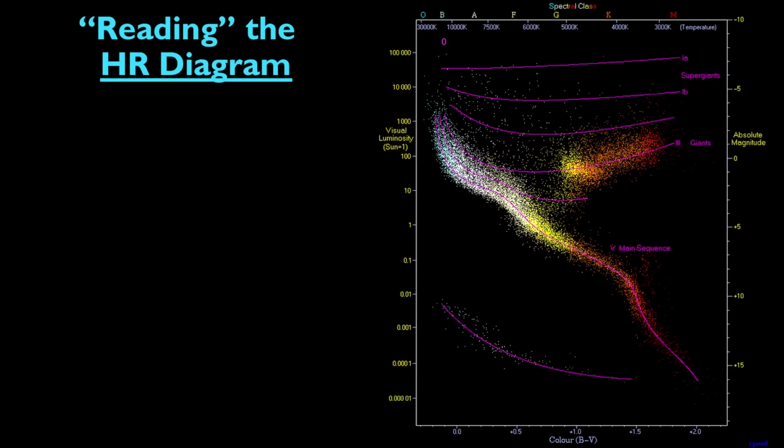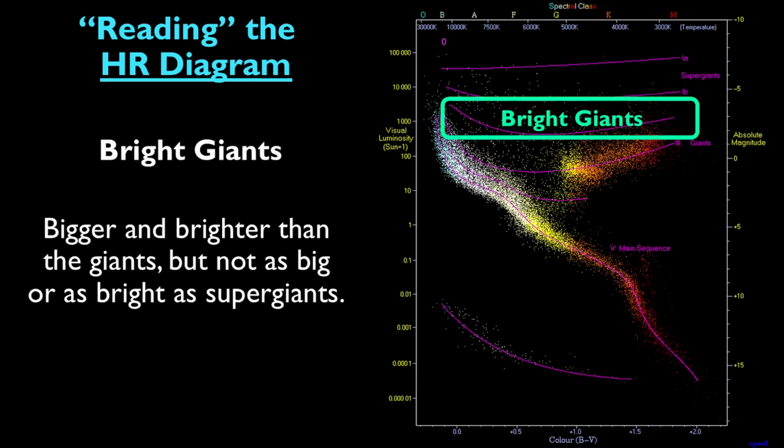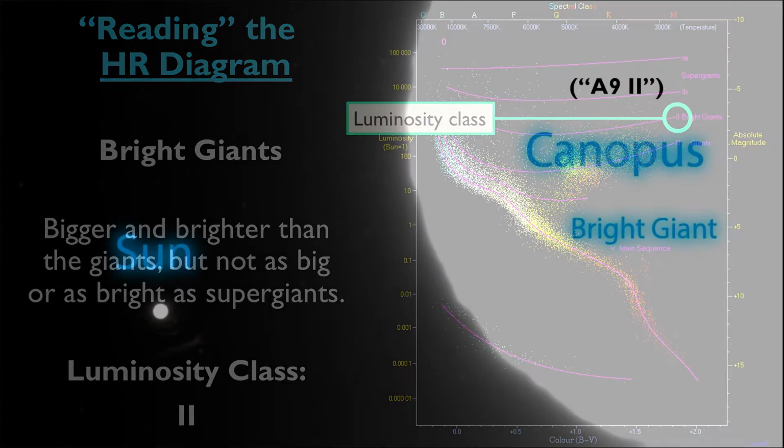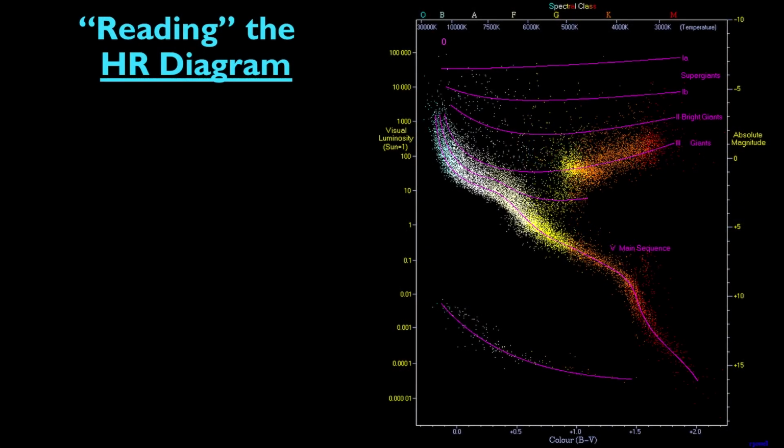As we move back down the HR diagram, we arrive at our next stopping point between the supergiants and the giants. Welcome to the realm of the bright giants, stars that are slightly bigger and brighter than the giants, but not as big or bright as the supergiants. Their luminosity class? Well, between the supergiants and giants, the bright giants have a luminosity classification of, you guessed it, 2. Canopus, the second brightest star in the night sky just below Orion, is a bright giant with a spectral classification of type A9 II.